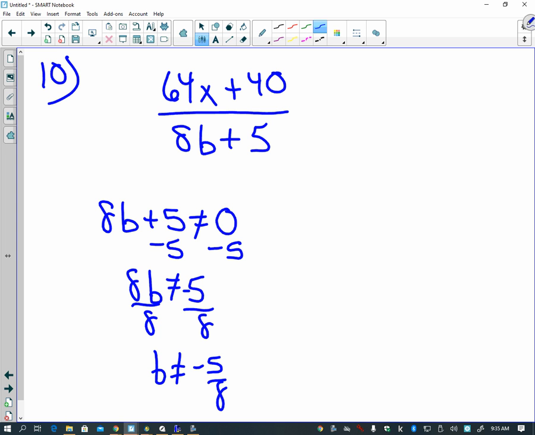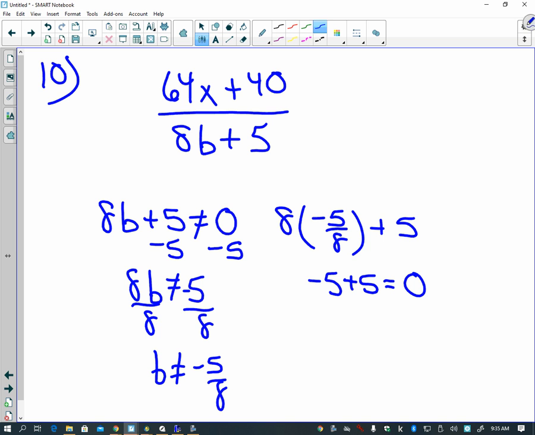All right, is there any way to check that? Plug it in. So what is 8 times -5/8? That comes out as -5 plus 5, which is 0. So this is our first part. Now what? How do I simplify the expression?